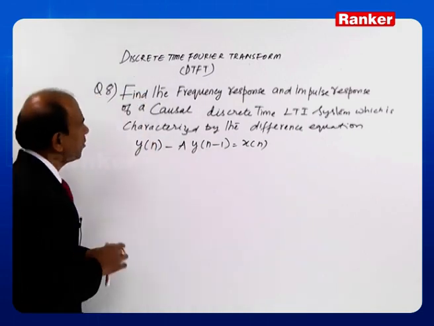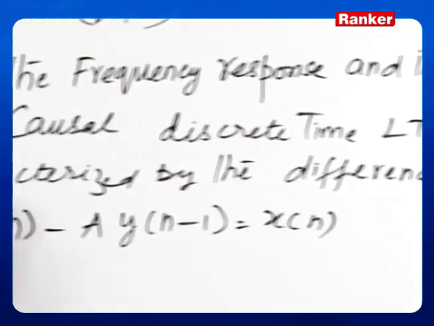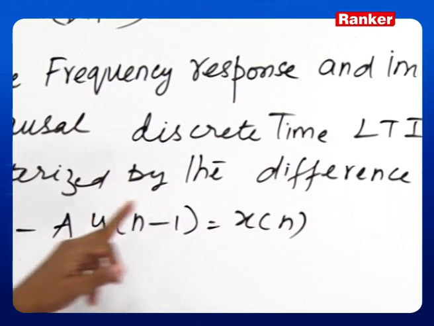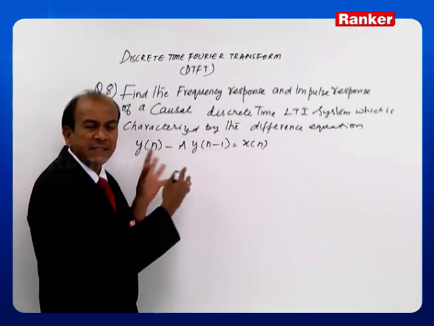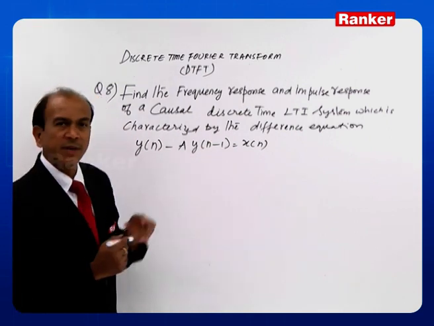Question number 8 is, we have to find the frequency response and impulse response of a causal discrete time LTI system, which is characterized by the difference equation given like this. Okay, so what is given? This is what is given. I have to calculate what is the frequency response and also what is the impulse response.